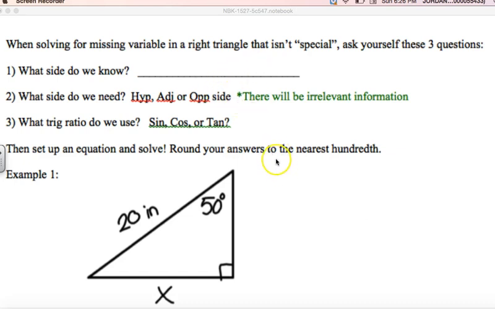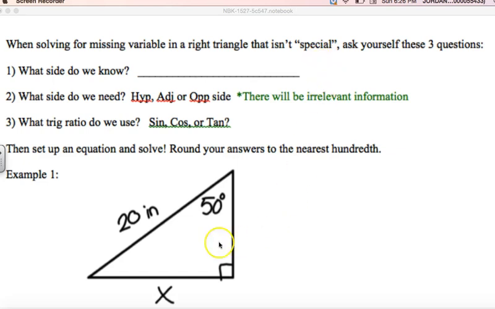So we're going to talk some more about trig functions and specifically how to solve sides of a right triangle when it's not a special right triangle. Okay, so again, we're solving for a missing variable in a right triangle when it isn't a special triangle. Remember those two special types, 30, 60, 90 and 45, 45, 90.